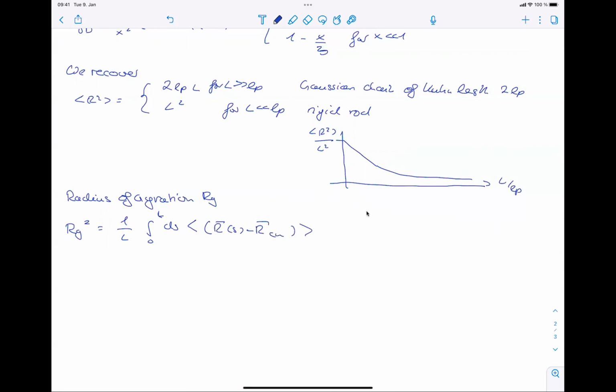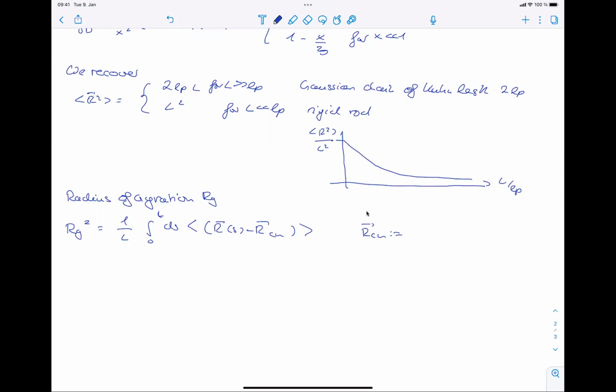Looking at the end-to-end distance with respect to the center of mass of the polymer. So this is a better measure of the extent of a polymer, rather than measuring where my two endpoints are, which might statistically get close.